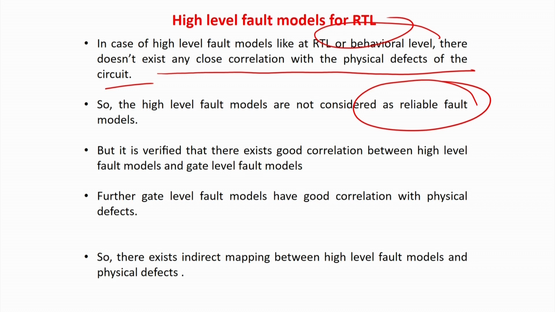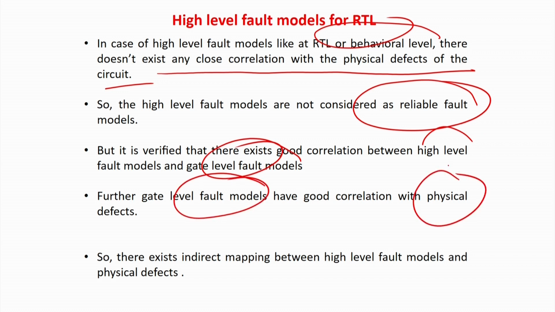Since last 4 to 5 years, as I was telling you, all the test engineers have started moving in this direction, because we are left with no other solution than finding out more and more accurate RTL fault models and go at the higher level of abstraction. But as I told you, it is verified that there exists good correlation between high level fault models and the gate level models. Gate level models again have good correlation with the physical level. So there is an indirect jump. So people are actually trying to find out what are the good fault models at the RTL level.